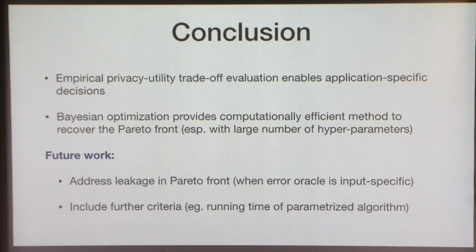And here, 5 hyperparameters is already quite large, right? Because the size of a potential grid search would grow exponentially with the number of hyperparameters. So in future work, we would like to see what is the best way to address the leakage in these Pareto fronts coming from the error oracle when it's evaluated on specific inputs.